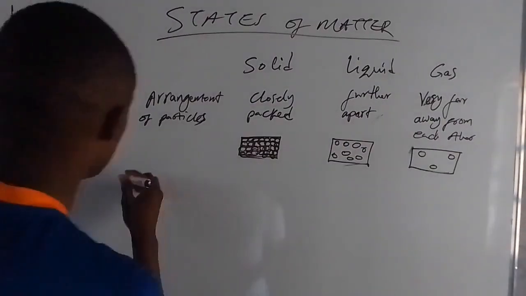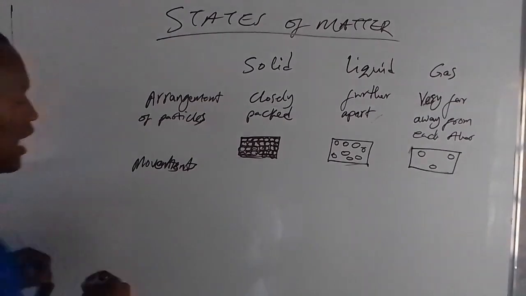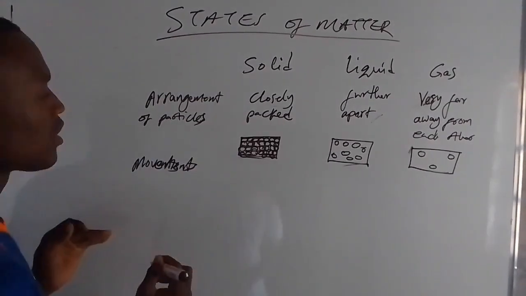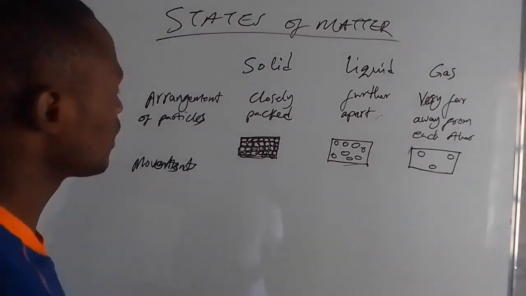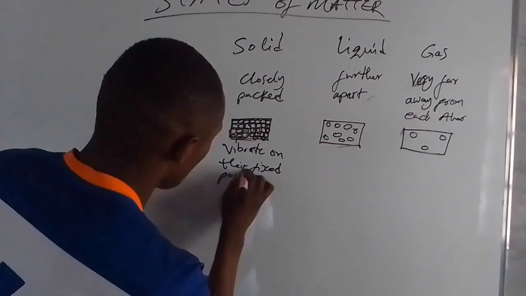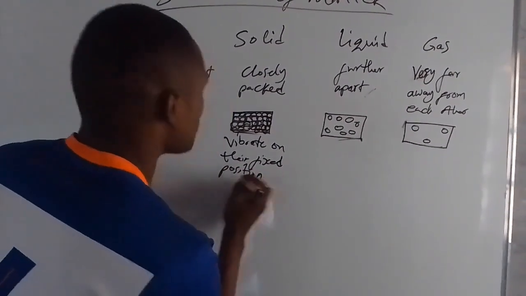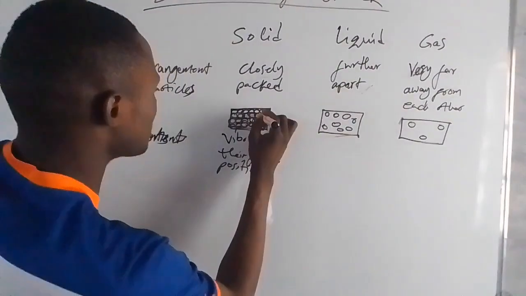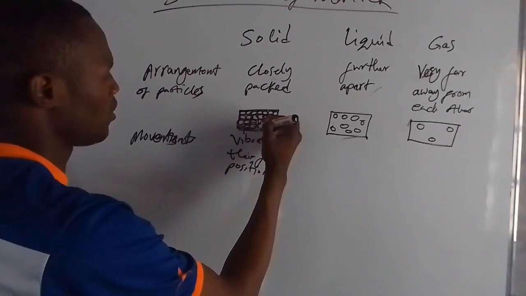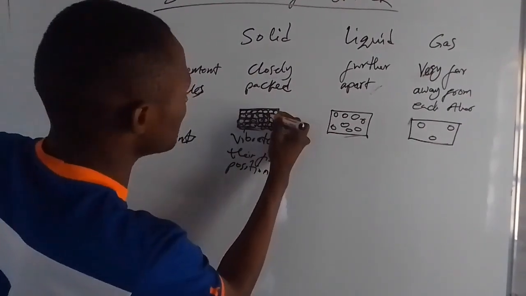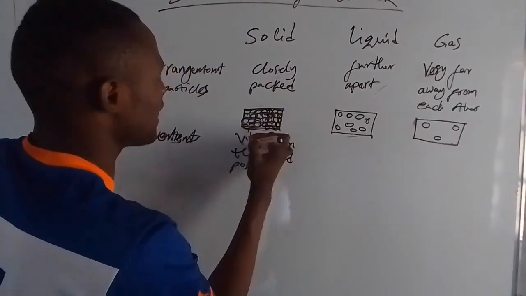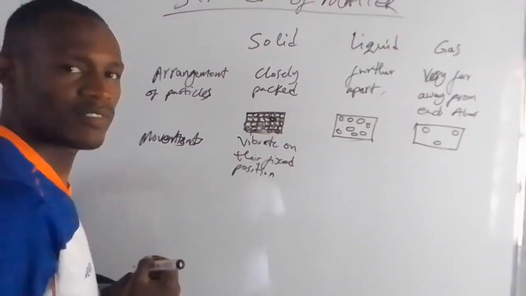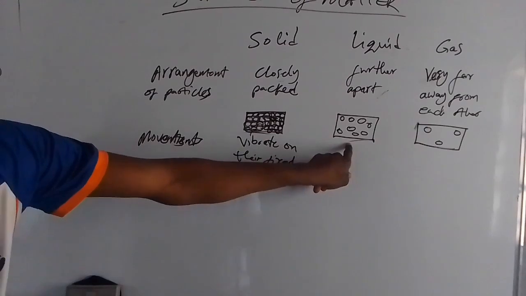Let us look at the movements of particles. How are the movements? You will find that in solids, particles will just vibrate in their fixed position. What do we mean when we say they are vibrating in their fixed positions? Let's assume that this particle is trying to move. Because there is no space in this direction, or this direction, or this direction, it will just be shaking on the same position.